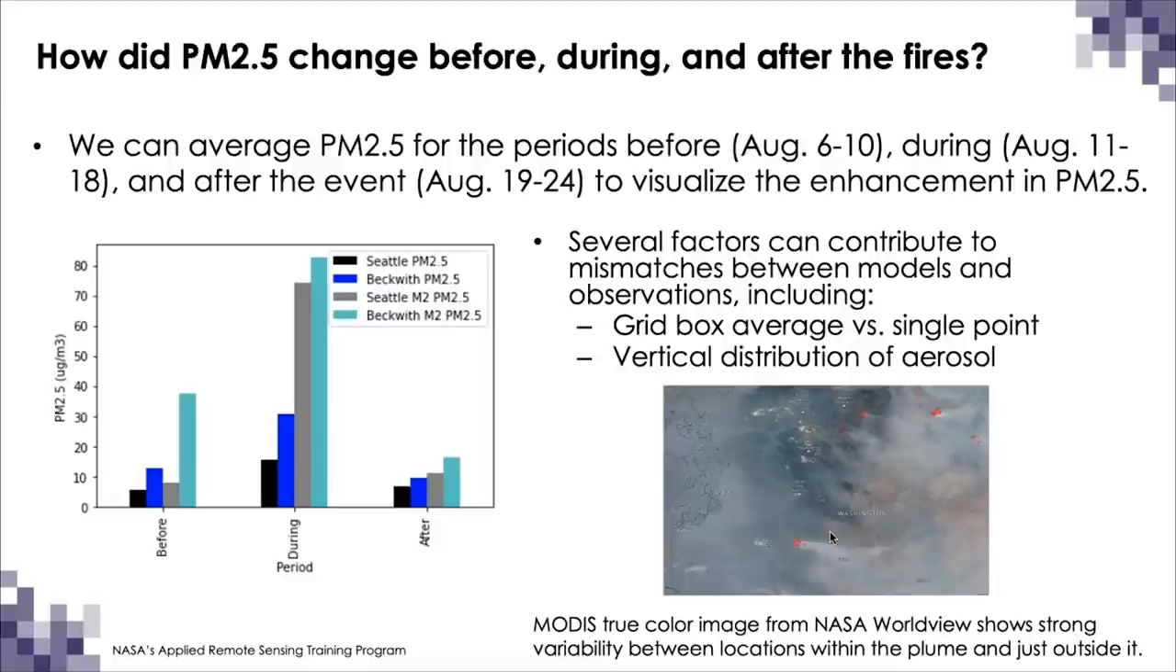Another possible factor to keep in mind is the vertical distribution of aerosols. Concentrations measured at a surface monitor are sensitive to whether the aerosols occur at the surface or higher up in the atmosphere. While the assimilation of AOT into GEOS provides information on the horizontal distribution of aerosols, AOT is a column measurement, so it does not provide the vertical distribution.